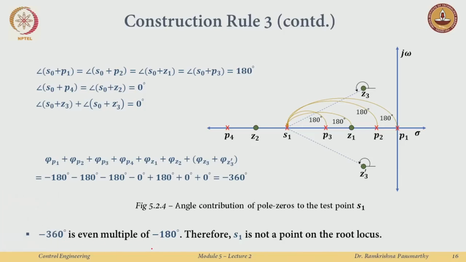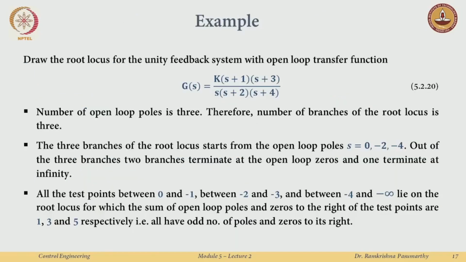So, if you look at the angle criterion, what was the angle criterion? It should be plus minus (2q plus 1) times 180 degrees. This should be the angle of g times h. Okay. So, this is an even multiple, therefore, S1 is not a point on the root locus.